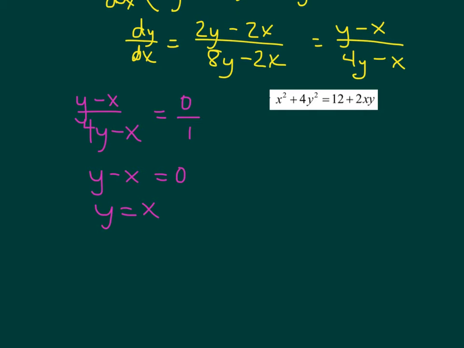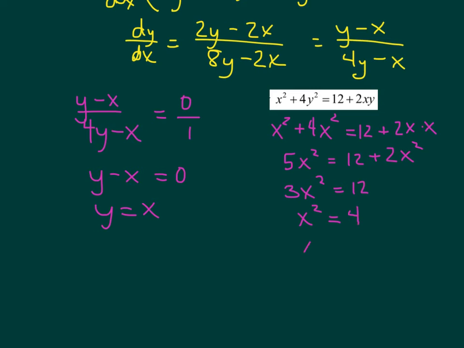Okay. So I'm going to have x squared plus 4x squared is equal to 12 times x plus 2x times x, or x squared. All right, so this would be 5x squared is equal to 12 plus 2x squared. Bring that over, so I get 3x squared is equal to 12. So x squared is equal to 4. So x is going to equal plus or minus 2. Okay, so these are my x values. So I have (2, something) and (negative 2, something).